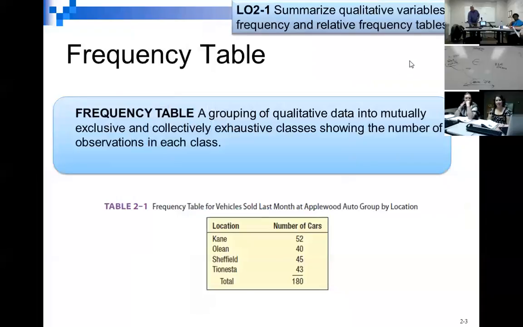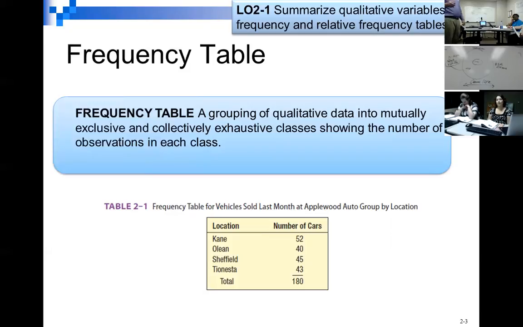So what we're going to talk about are some ways that we can display this data in a meaningful way. A frequency table. A group of qualitative data into mutually exclusive and collectively exhaustive classes showing a number of observations.